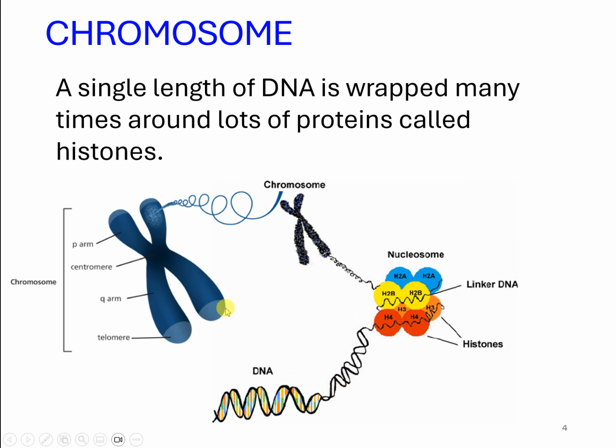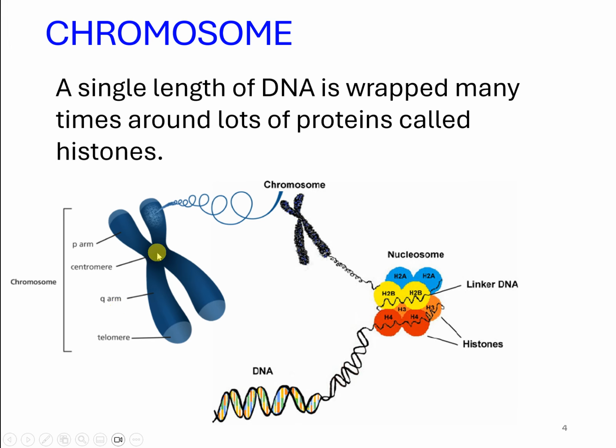So again, what is a chromosome? A chromosome is a structure in which a histone protein is coiled with the DNA molecule or DNA double helix. Now we are going to discuss a little bit about the structure of the chromosome. We can see here that the chromosome has two arms. The short arm is called the P arm, and the long arm is called the Q arm.